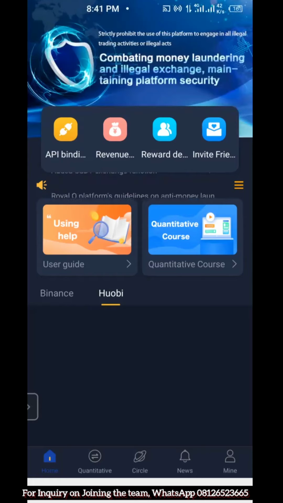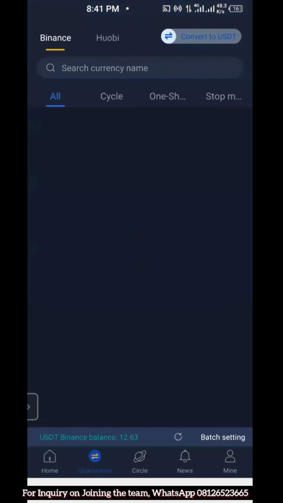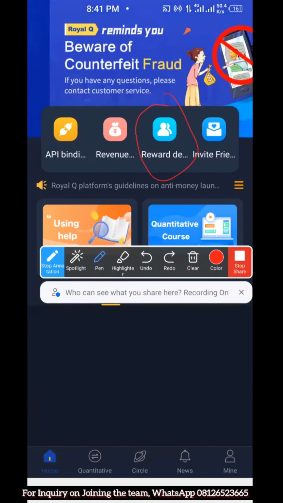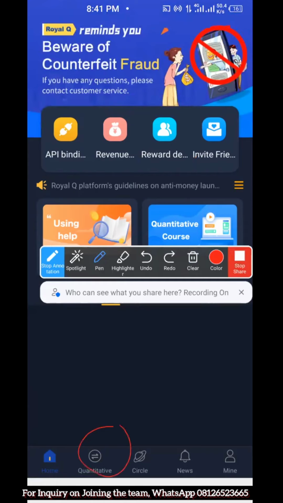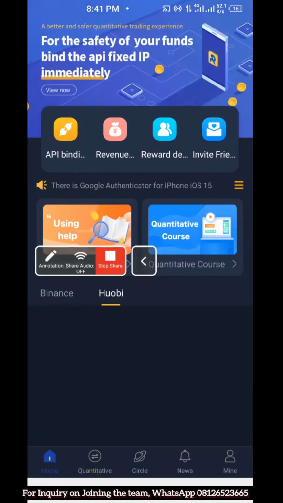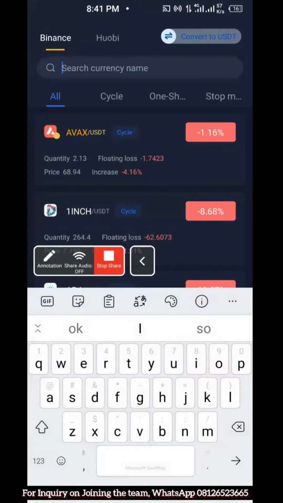Now, where do you find all these coins? You click on quantitative. You can see quantitative right here. Let me just touch it. Quantitative. So this is quantitative. You click on quantitative. Then you search for the coin.